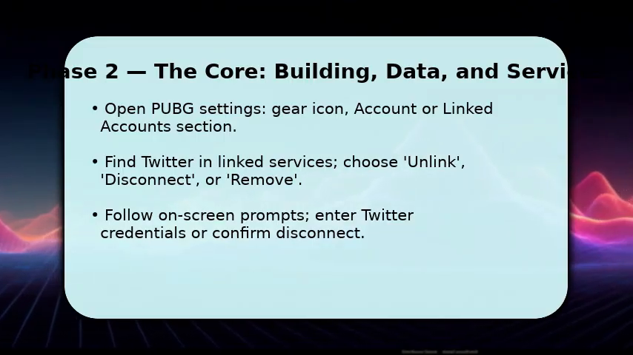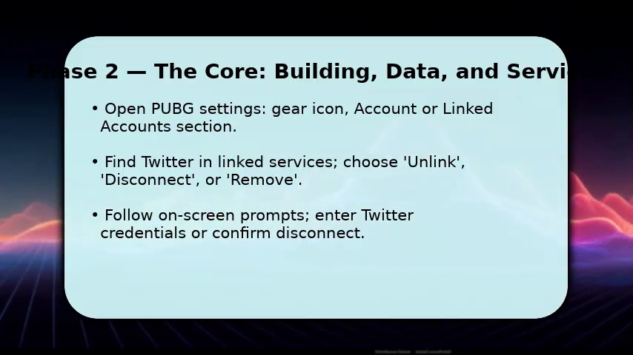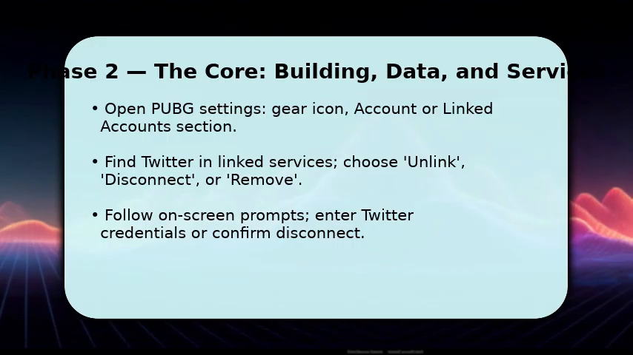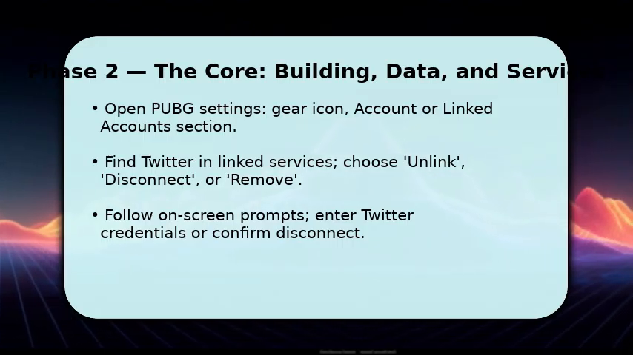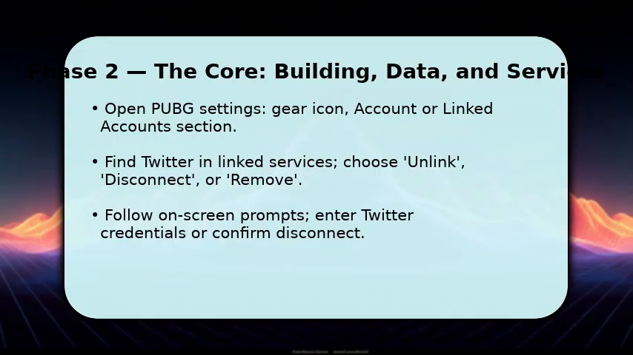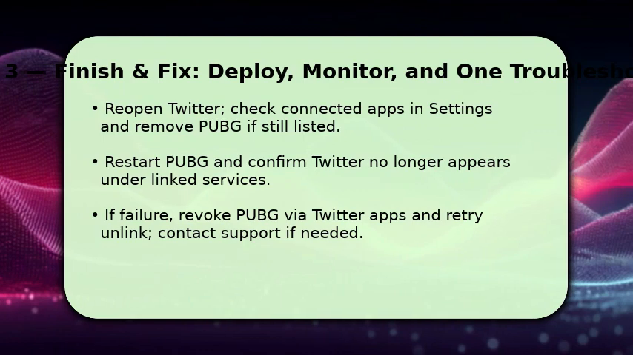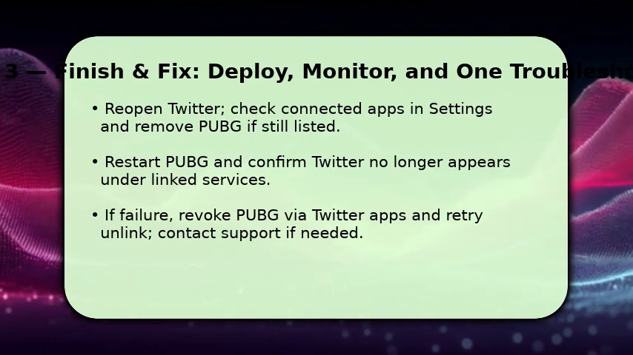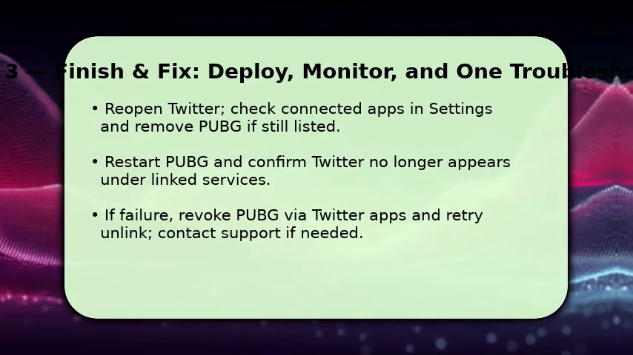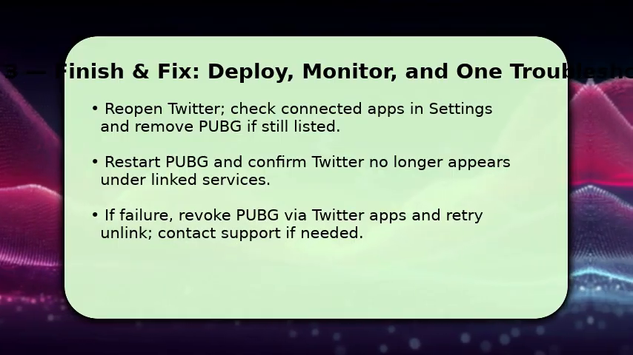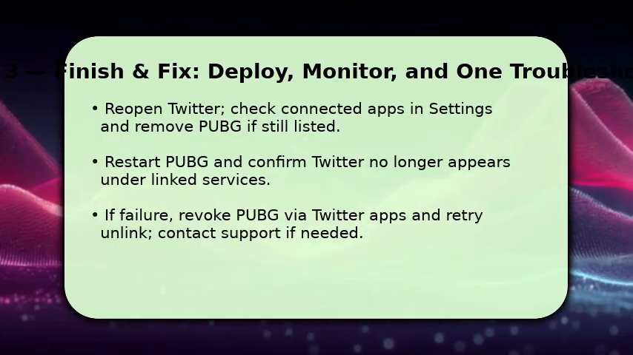you want full removal. Once PUBG confirms the unlink, pause for a moment and keep both apps open to verify the change. Finish by verifying on both sides. Open Twitter, go to Settings and Privacy, then Apps and Sessions, and remove PUBG if it still appears. Making this change from Twitter is a reliable fallback. Then restart PUBG and confirm Twitter is gone from linked accounts.